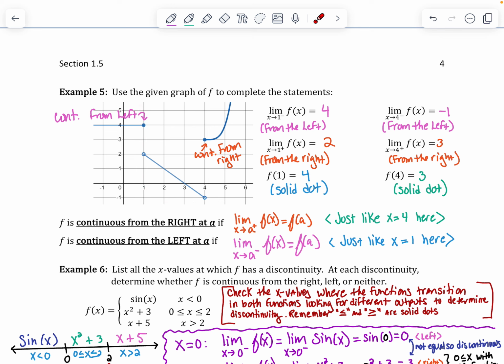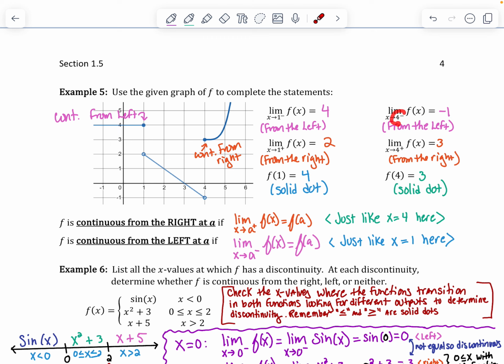So I'm only looking at this graph. And as I'm following that line, it looks like I'm getting a height of 2. Now, what really happens at the function when x equals 1? It doesn't occur here. It occurs up here at 4.